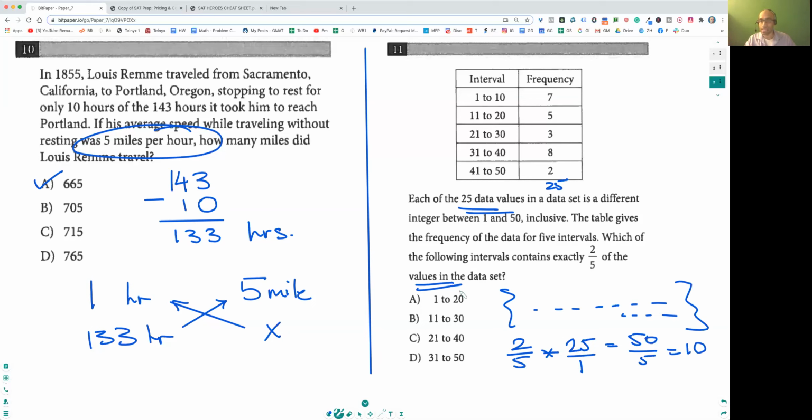You can easily see 1 to 20 has these two values combined, right? So that's going to be 7, so that's incorrect. 11 to 30, these values, that's 8. So this plus this combined, that's gone. 21 to 40, this plus this, that's 11, so that's gone. And then 31 to 50, there you go. 8 plus 2 is 10, which is what you wanted. So that's why this is the correct answer, right?